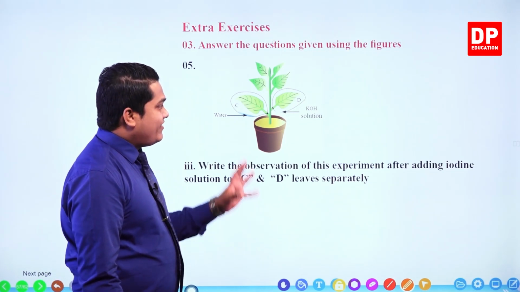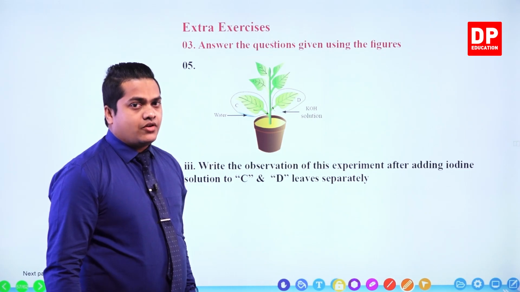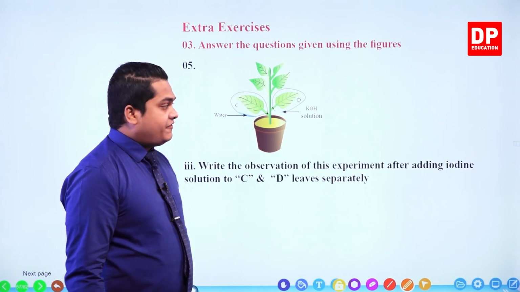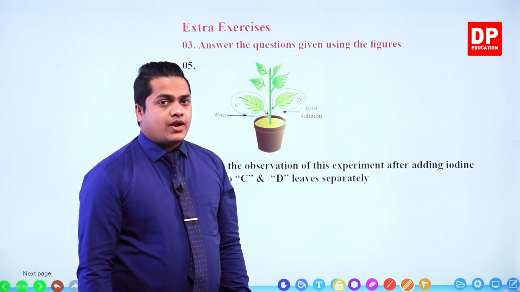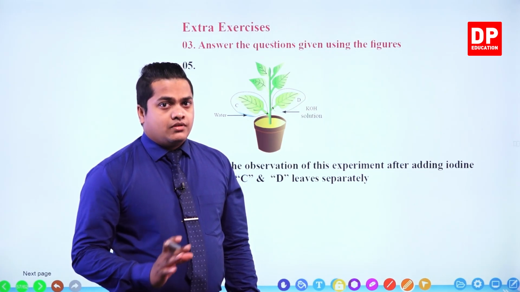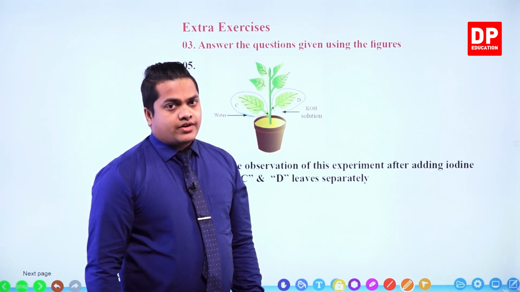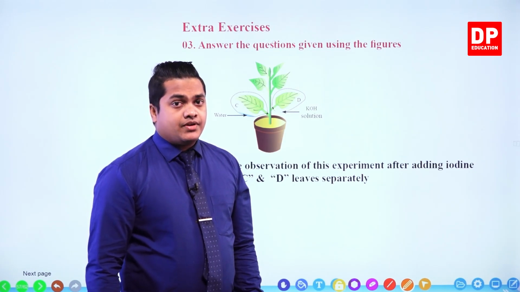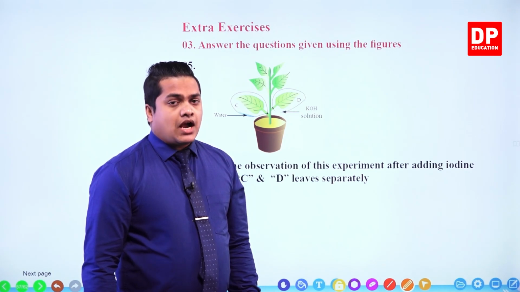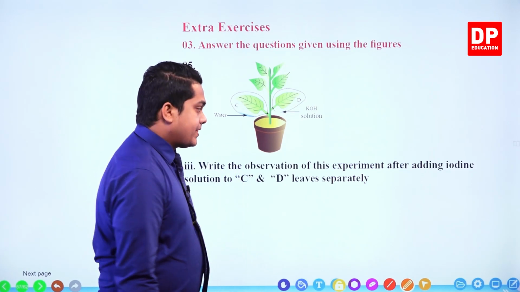However, due to having less carbon dioxide, photosynthesis will not occur in D. Right? Photosynthesis will not occur in D. So if photosynthesis is not going to occur within D, then my dear children, what is going to happen here? Starch is not getting produced. Right? Starch is not getting produced in D. If starch is not getting produced in D, then what will happen? Upon adding iodine solution, the color of iodine solution will not change into purple blue or blackish blue color.